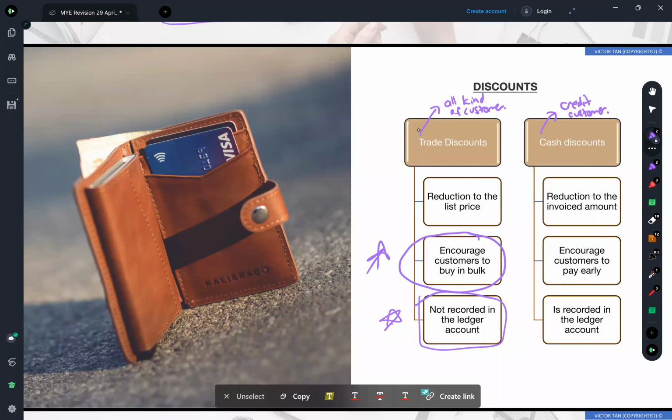Then I realized, hey, I want my customer to pay me earlier. I don't want him to pay on credit, then pay me one month later. So in order to encourage my customer to pay early, I use cash discount. I said, okay, you pay me within 7 days, I'll give you a discount. You pay me within 14 days, I'll give you a cash discount. And this discount is recorded in the ledger.